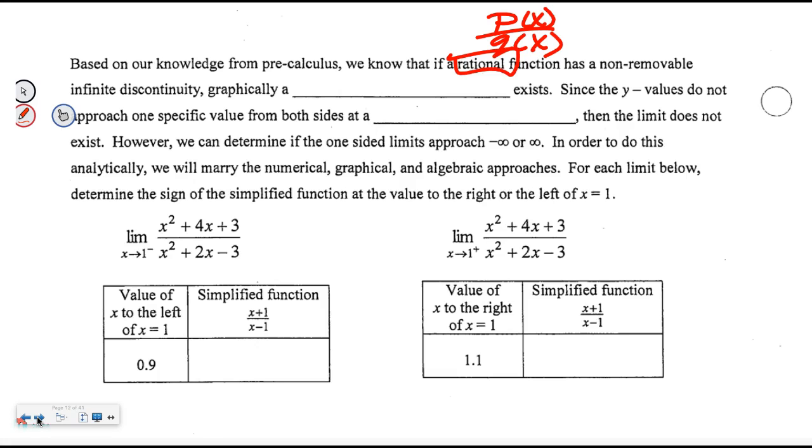But if it's non-removable, there's two options. You either are split, and there's no way I can just plug that gap, or this says infinite. What do you think that means? If you can't, that's asymptote. Yes, what kind? Vertical. Yep, that's code language for vertical asymptote. And then here, let's write VA. All right, so here's the deal.